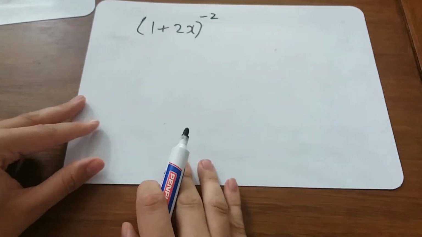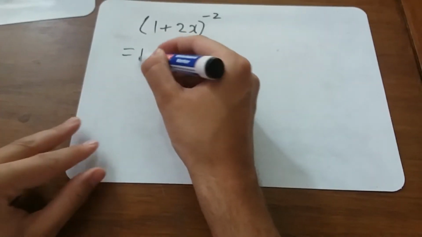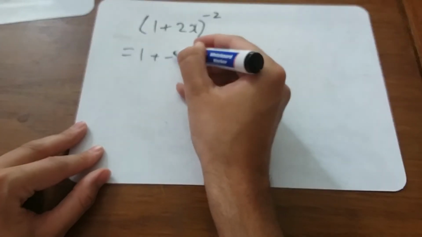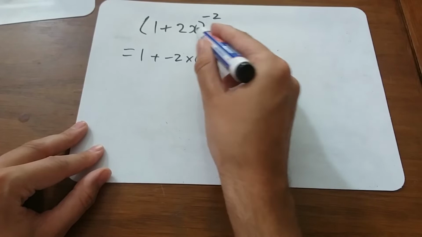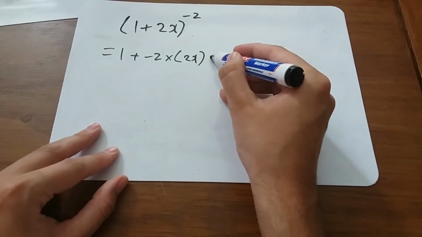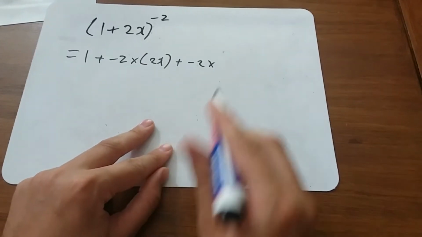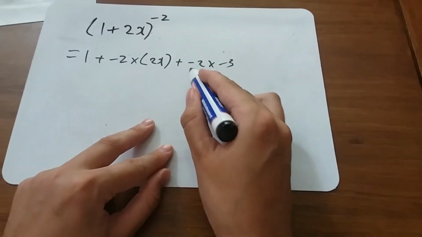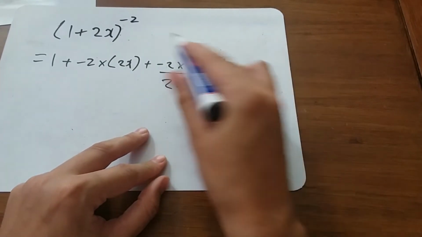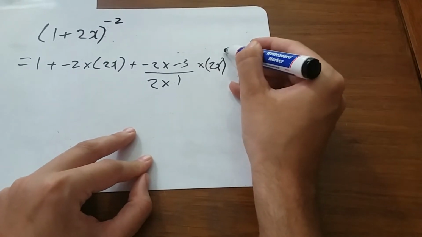Minus 2, something like this. So the pattern goes, it's always 1 as the first one. Plus, we're going to do whatever was up here, minus 2, times by whatever was in here, 2x. Next one, plus minus 2, multiplied by, well, if I subtract 1 from that, we get minus 3, over the same number of things on the bottom, 2 times 1, multiplied by 2x, which is the thing over here, to the power of 2.